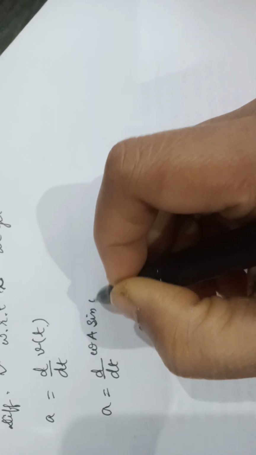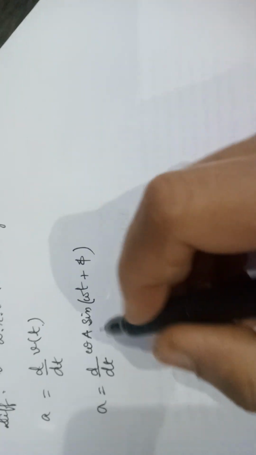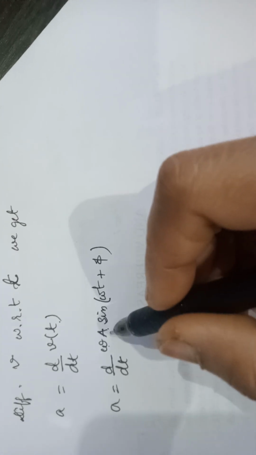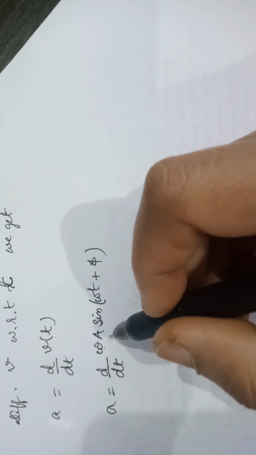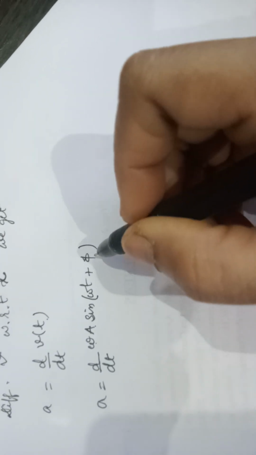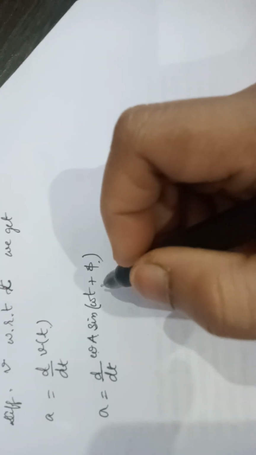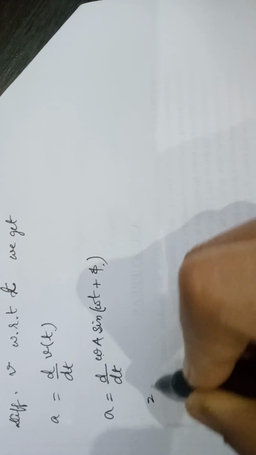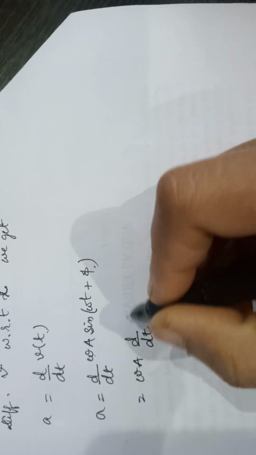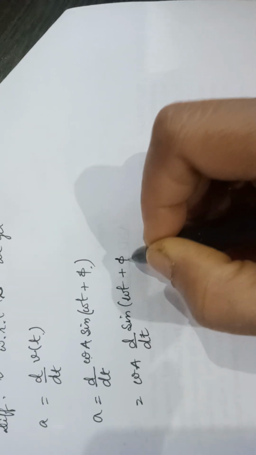So it is differentiation of minus a omega sine(omega t plus phi). So omega and a are constant values. When we differentiate omega and a, we will get 0 value. Okay, so that term will be 0. Now sine function is a time varying function. We can differentiate sine(omega t plus phi). So minus omega a is times differentiation of sine(omega t plus phi).